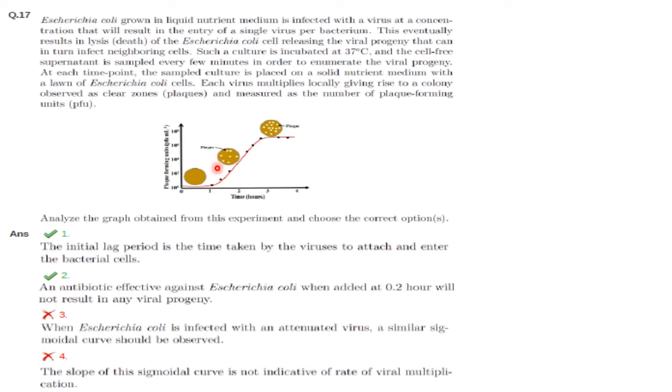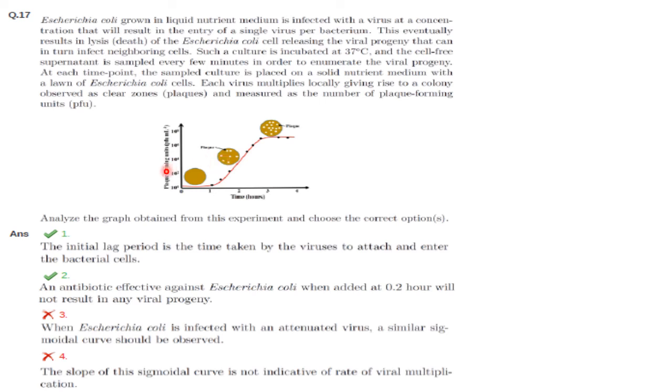And after that, at each time the sampled culture is placed on solid nutrient medium with a lawn of Escherichia coli, and each virus multiplies locally, giving rise to a colony observed as a clear zone. So they have taken the cell-free supernatant, sampled every few minutes to enumerate viral progeny, and at each time this sampled culture is placed on solid nutrient medium, that is on a Petri plate, which is coated with a lawn of Escherichia coli. In this plate each virus multiplies locally, giving rise to colonies observed as clear zones or plaques and measured as the number of plaque forming units or PFU.